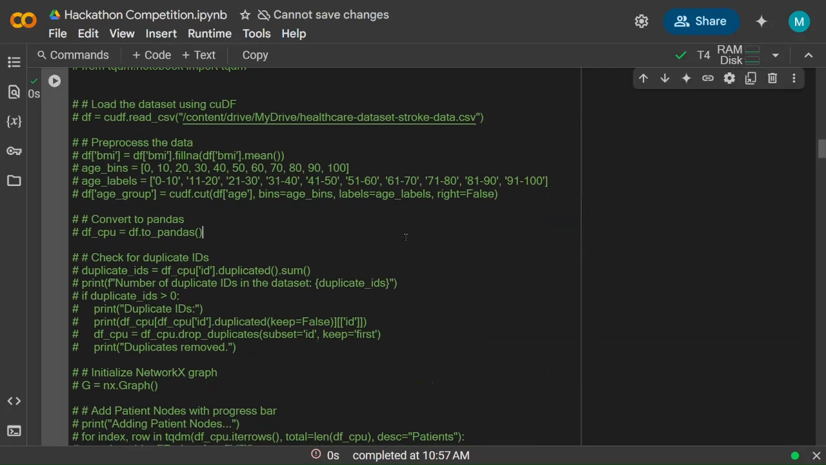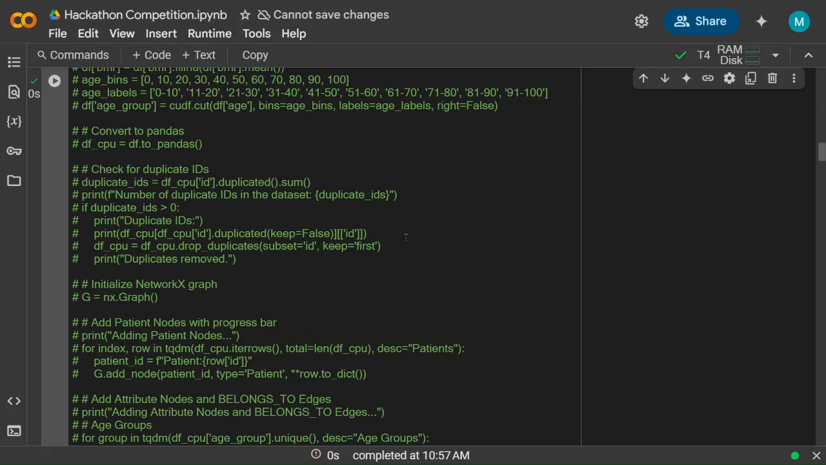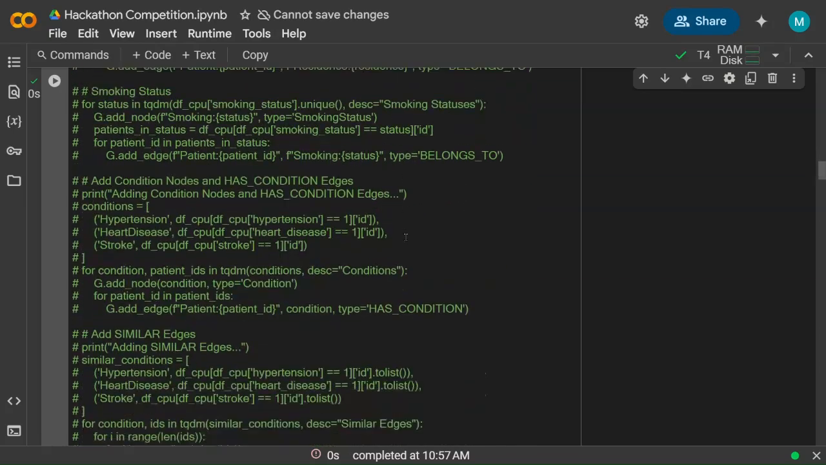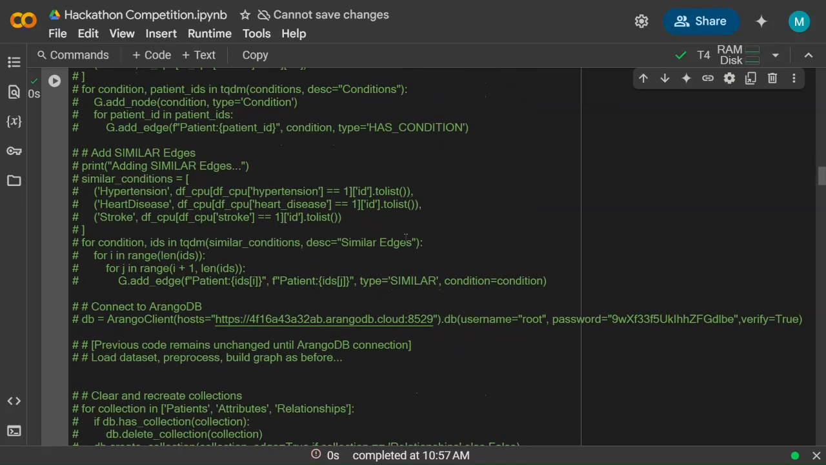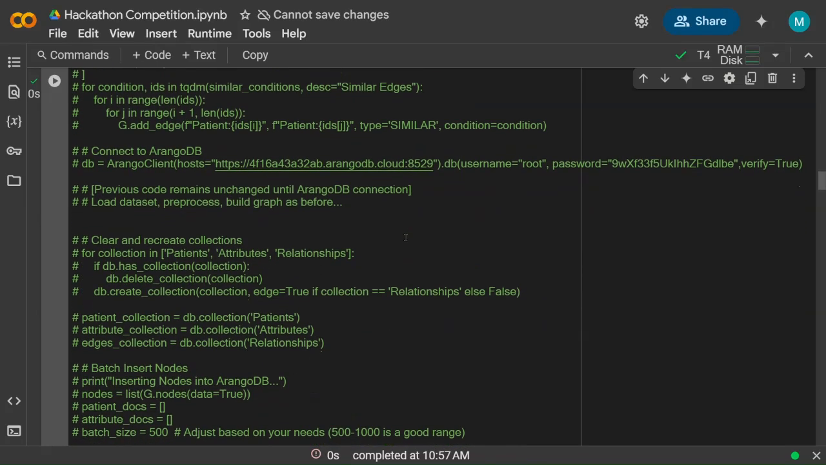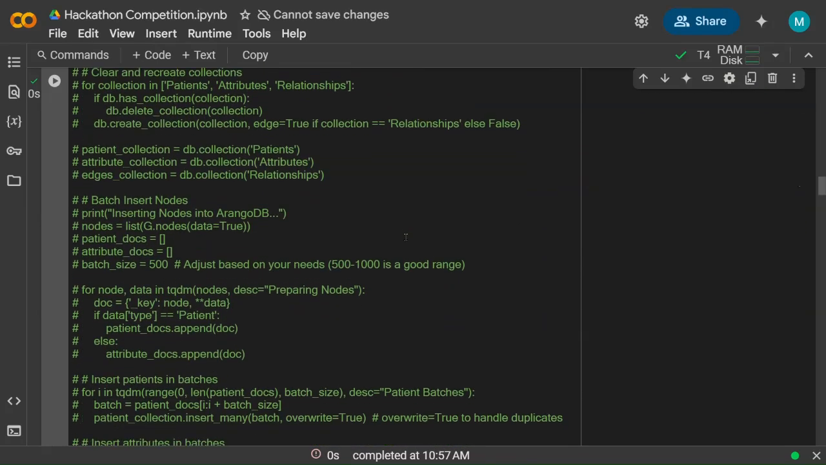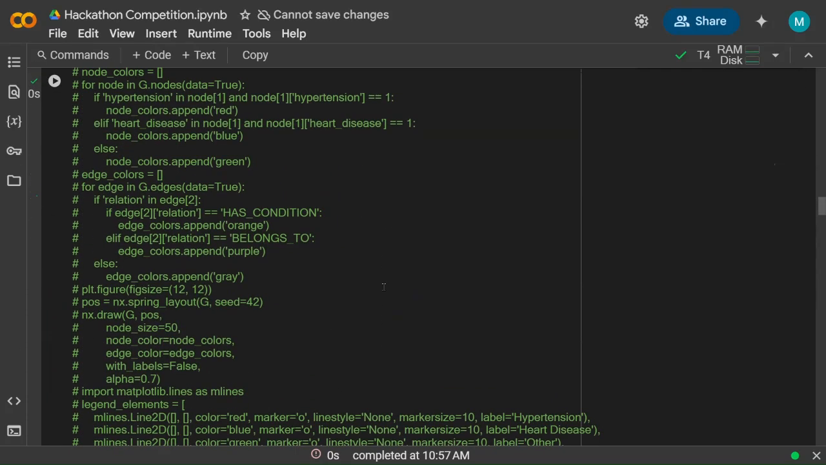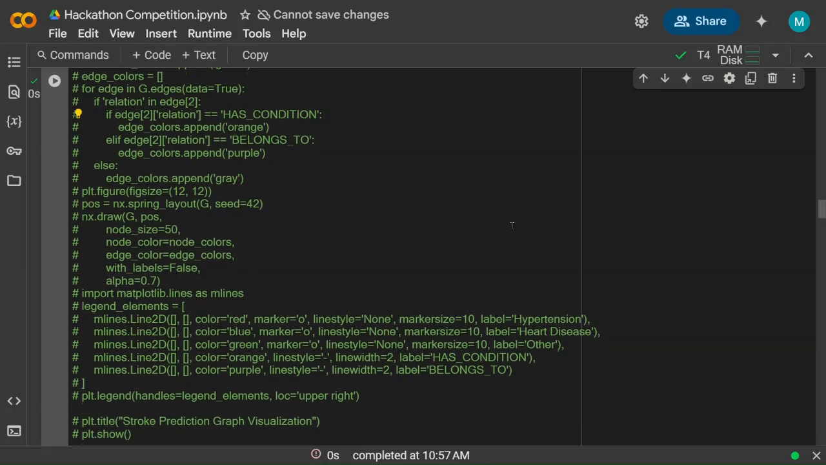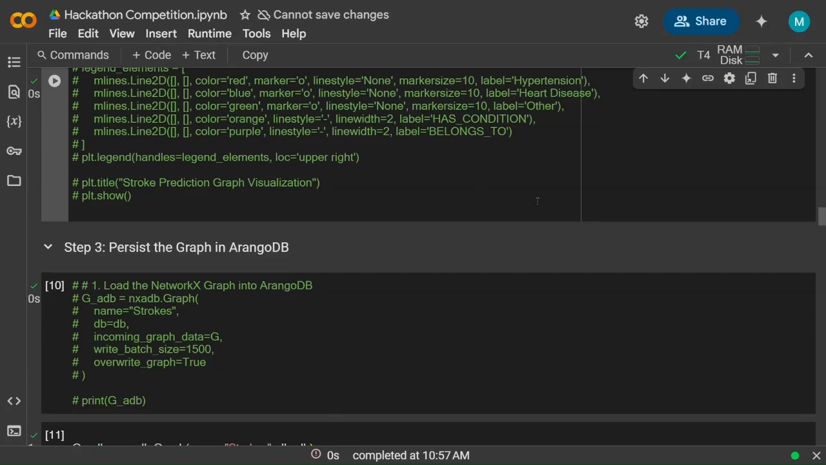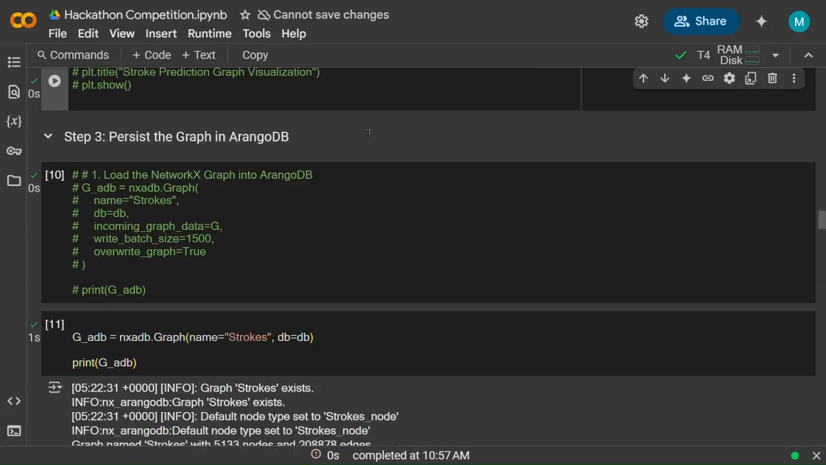Now this is the code that I used to persist my data into the ArangoDB client. I commented it out right now because it would take a lot of time even if you are using the NVIDIA GPU. It would take nearly around 5 to 10 minutes. So I commented it. I am not going to run it right now. And this is after I have persisted the data. I used this to see the visualization, but I think I don't need that right now.